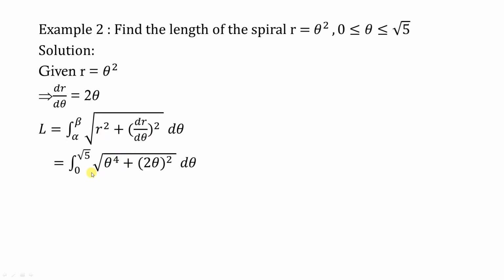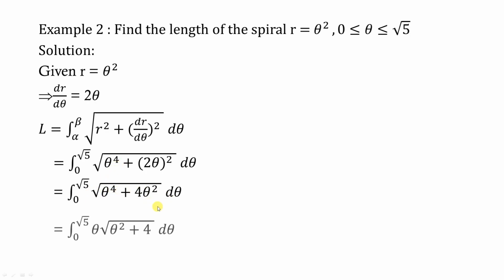Substituting all these things, the lower limit is 0 and the upper limit is square root of 5. R is theta squared, so r squared is theta to the power 4, plus dr by d theta is 2 theta, so 2 theta whole squared, d theta. Simplifying, theta to the power 4 plus 4 theta squared. Theta squared is common, so we take it outside: the square root of theta squared times the square root of theta squared plus 4. The square root of theta squared is theta, so we get theta into the square root of theta squared plus 4.